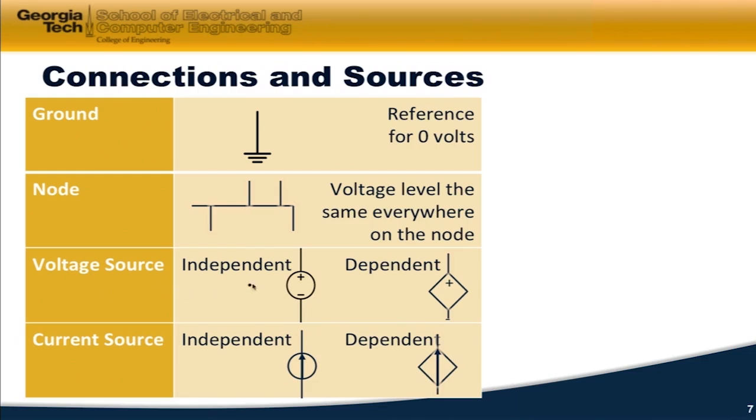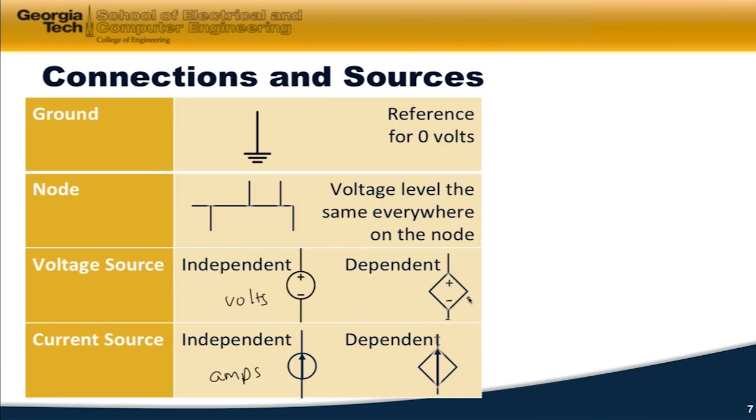Our voltage source, we have independent sources for both the voltage source and the current sources. Independent sources will show as circles. The units on a voltage source are going to be in volts. Units on a current source are going to be in amps. Oftentimes we supply them with smaller amps, maybe milliamps. Dependent sources have the little diamond shape.